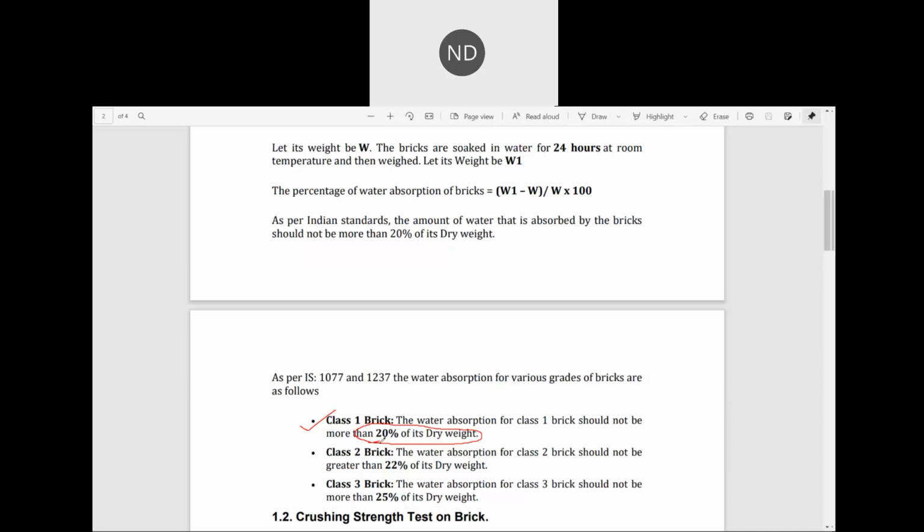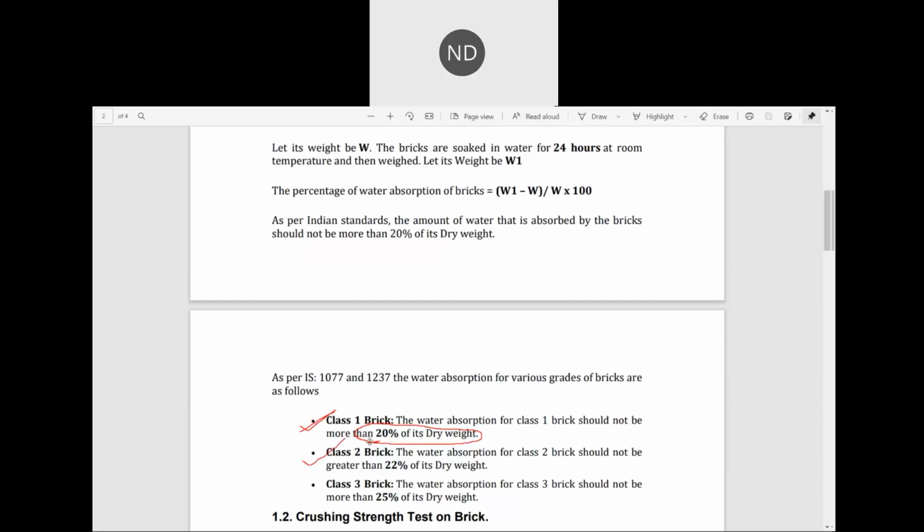Because when it absorbs more water, it will not give that much strength to resist your load, right? Your brick has to carry loads over it, like the cement or concrete used for joining the masonry. When you create the masonry, you have to use those. Then wind loads and other miscellaneous loads are going to come. So for that, the first class bricks are those which absorb less than 20% of their dry weight.